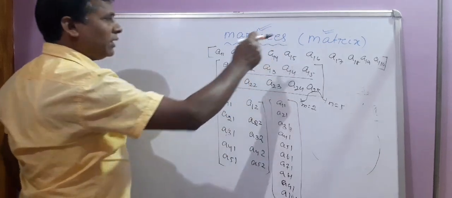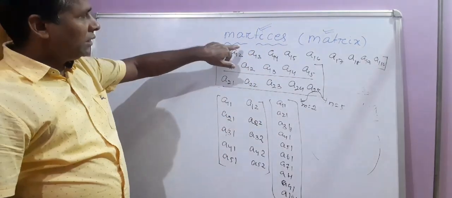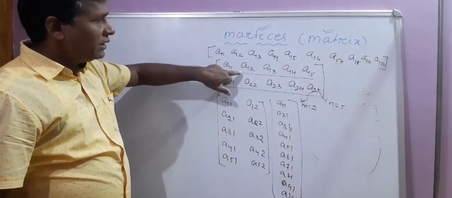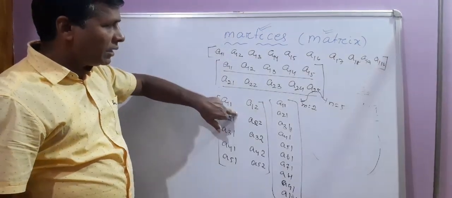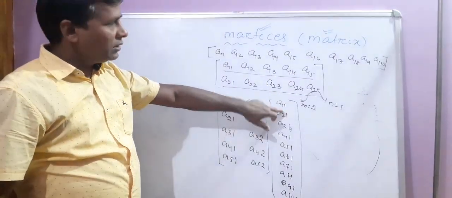How many different types of arrangements? This is one kind of arrangement. This is another kind of arrangement. This is another kind of arrangement. This is another kind of arrangement.